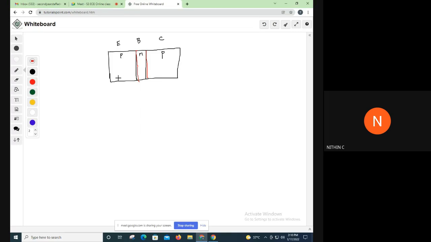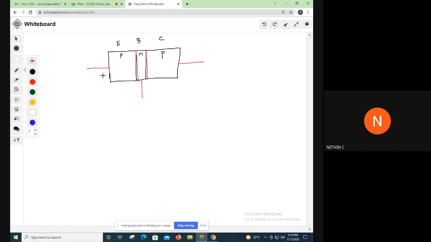and since you have two junctions, we can bias these two junctions also. Bias means to provide supply to these terminals. You have three terminals also: the emitter, the base, and the collector terminal.